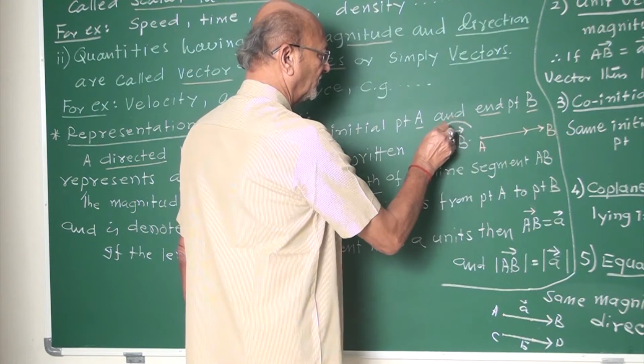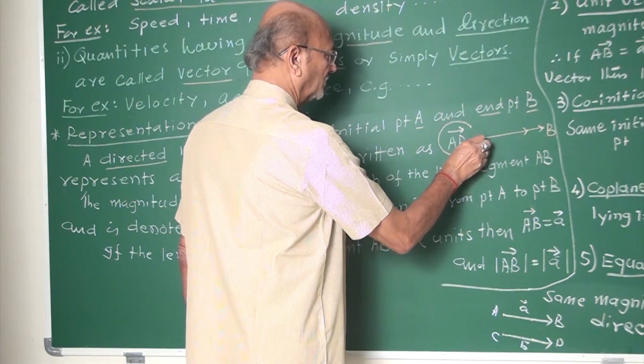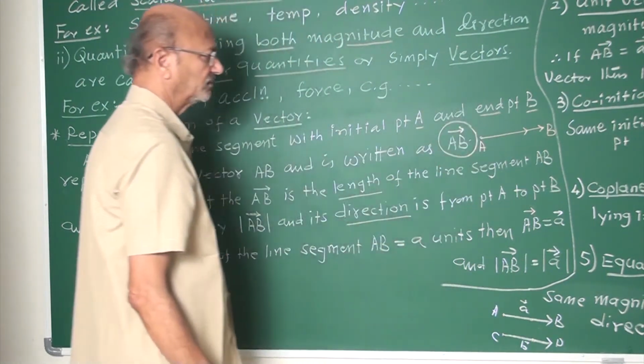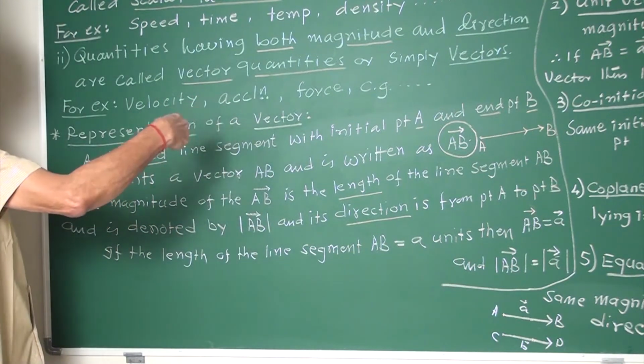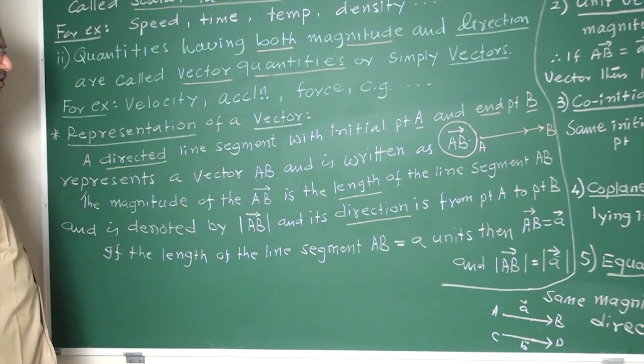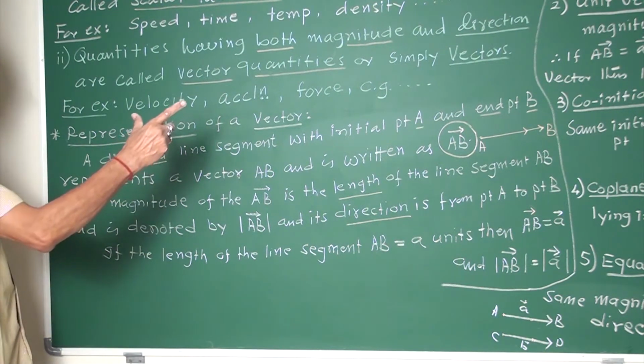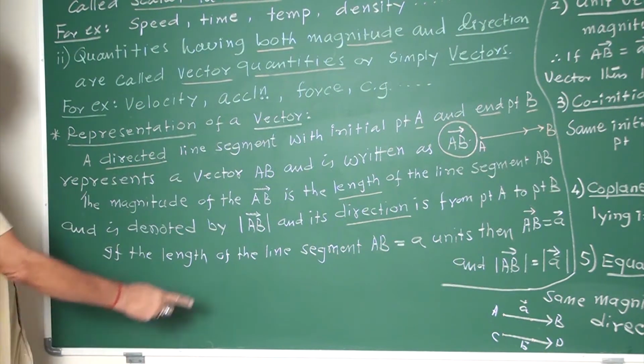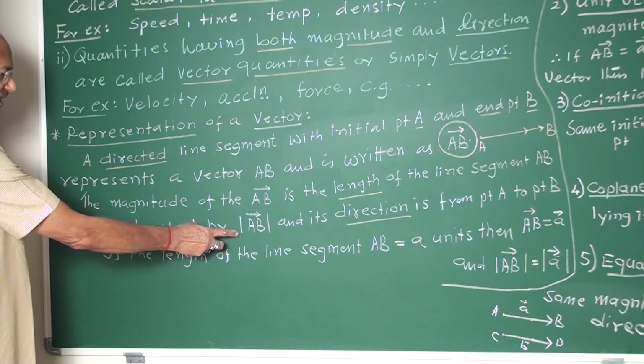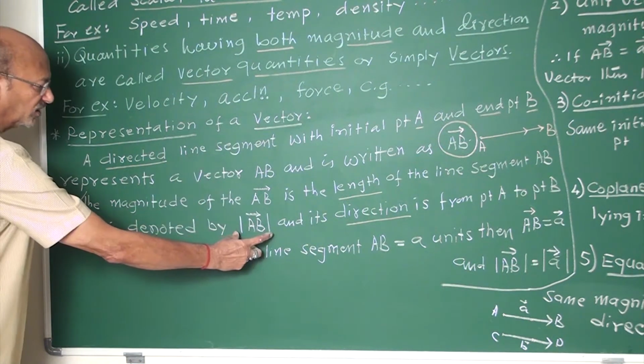This vector AB, from A to B. That is a geometrical line segment, my friends, A to B. The magnitude of the vector AB is the length of the line segment. That magnitude we write symbolically. How, my friends?